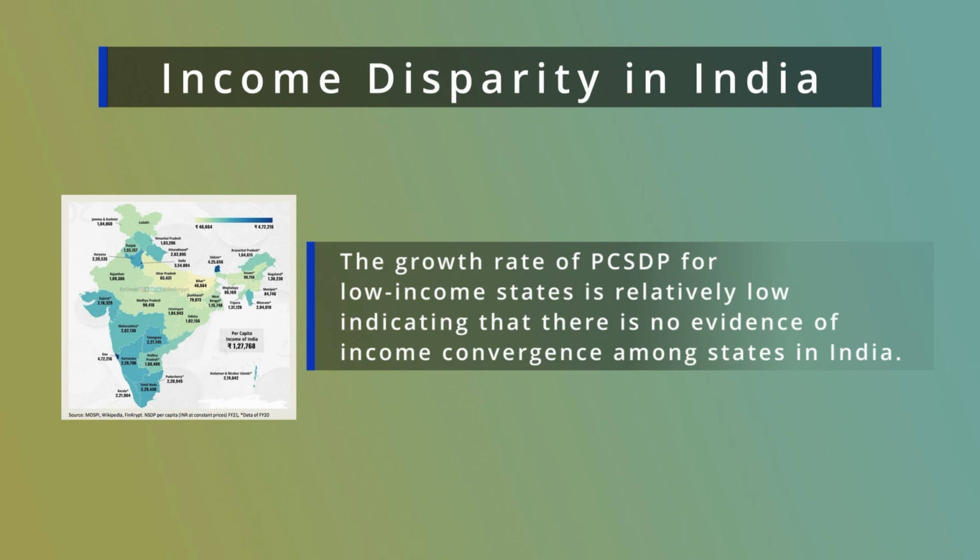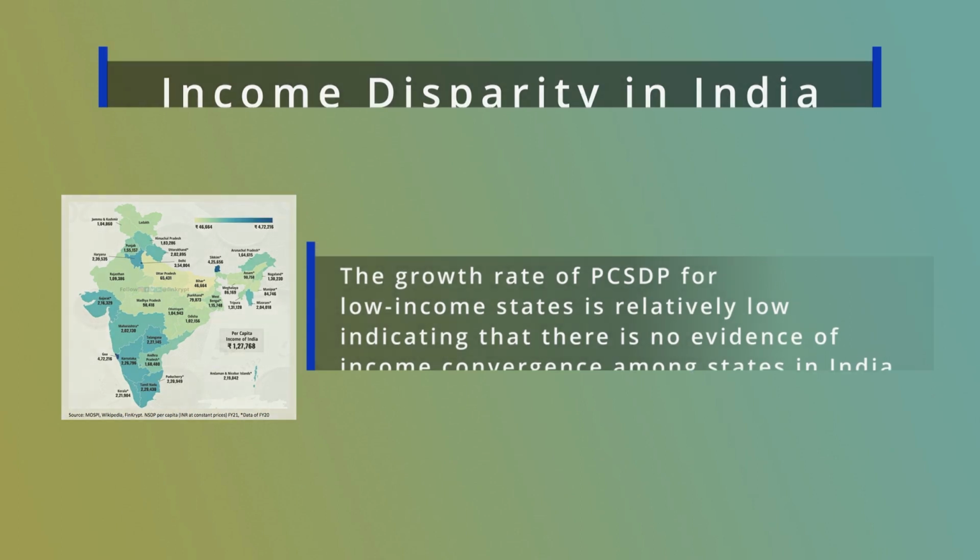If we see the growth rate of the per capita income of high income states, then their growth rate is relatively higher compared to the growth rate of the lower income states. That is, there is no evidence of convergence of income across states in our country.